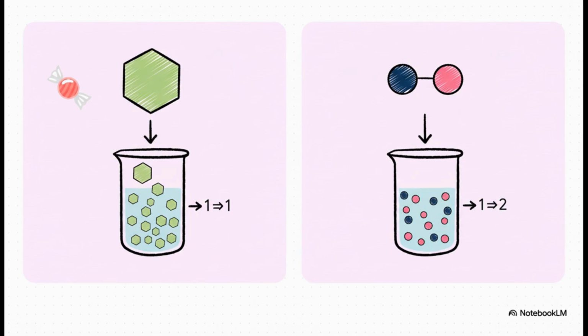When you dissolve a sugar molecule, it just floats around as one particle. So for every 1 unit of sugar, you get 1 particle. Its i factor is 1. But when you dissolve table salt, NaCl, it breaks apart into 2 separate ions, a sodium ion and a chloride ion. So for every 1 unit of salt you add, you actually get 2 particles in the solution. Its i factor is 2.